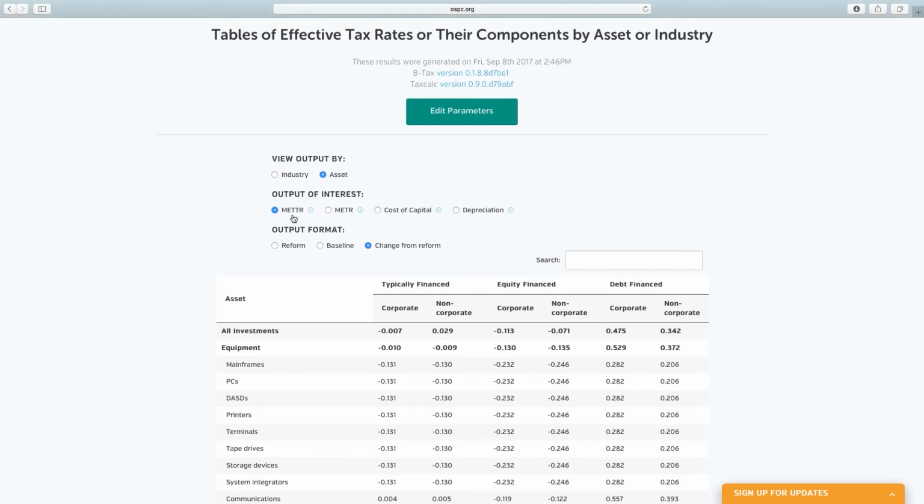We've already seen the marginal effective total tax rate. Next, we have the marginal effective tax rate, or METR. This includes just the first level of taxation and its effects on businesses' investment decisions. So for corporate entities, this would leave out the second layer of taxation that applies to their individual shareholders.